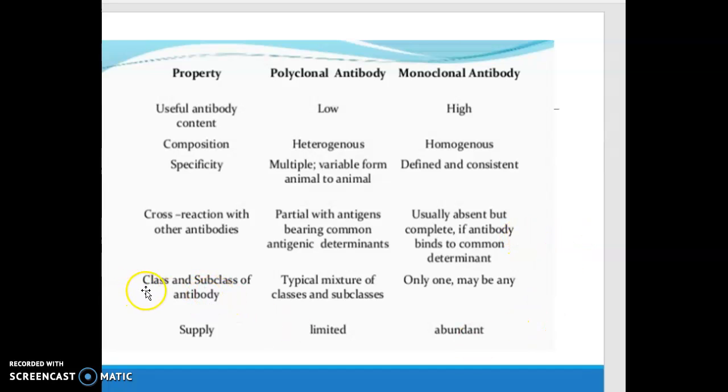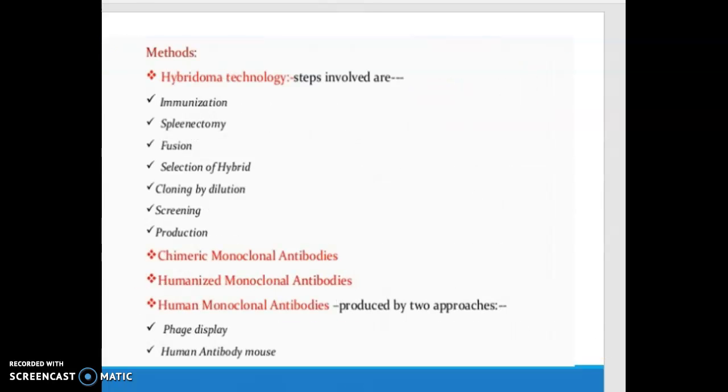Then, about the classes and subclasses of antibody: polyclonal antibodies have a typical mixture of classes and subclasses, but monoclonal antibody, as its name suggests, has only one. The supply of polyclonal antibody is limited, but the supply of monoclonal antibody is abundant. Next is the hybridoma technology.